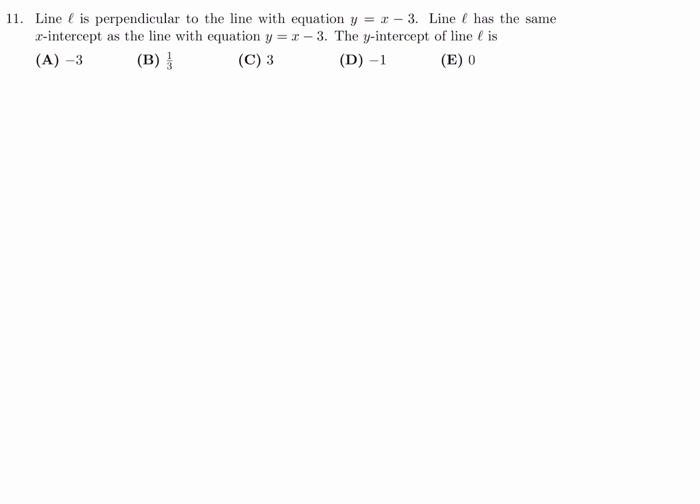Line L is perpendicular to the line with the equation y is equal to x minus 3. Line L has the same x-intercept as the line with equation y is equal to x minus 3. The y-intercept of the line L is... Let's draw a quick diagram here to illustrate this. I think we can plot that pretty quickly. This equation right here: when x is 0, y is minus 3. When x is 3, y is 0. So that is the line right there.